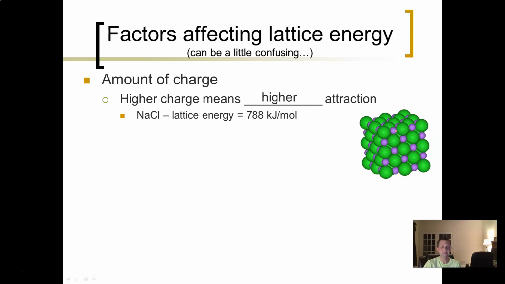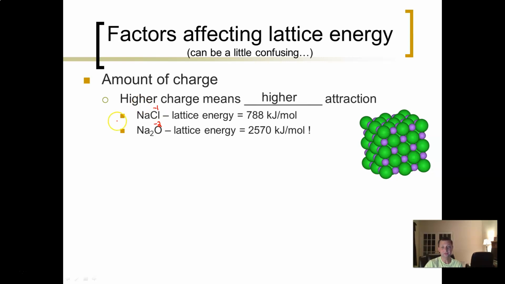NaCl, the lattice energy is 788. Na2O, so we have Na as +1, right? Cl is a -1. O is a -2. Okay? Big time difference in lattice energy. Look at that. Because the Na is a +1 and the O is a -2, there's an opposites attract, right? There's so much more attraction between a -1 and a -2 compared to a -1 with another -1.